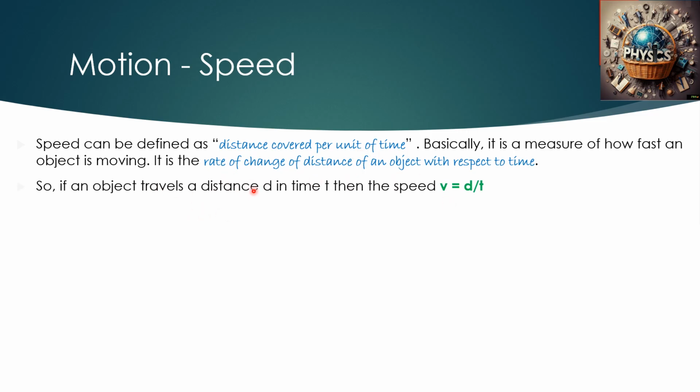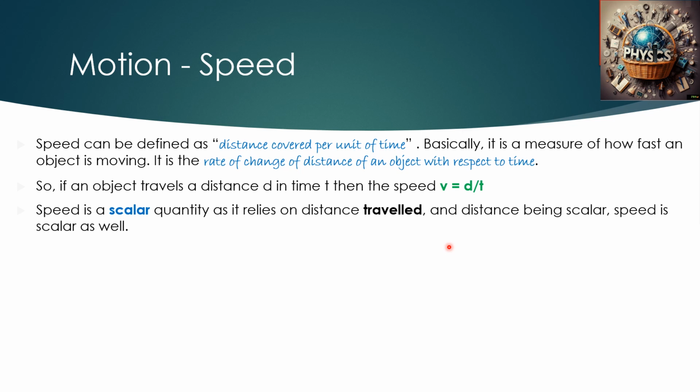If an object travels a distance d in a time t, then speed is simply d by t. We can understand it better with some examples. As we know, speed is a scalar quantity because it is associated with distance, not displacement. Let us take an example. Before that, we must understand that speed in the SI unit is meter per second, whereas it is centimeter per second for the CGS system.